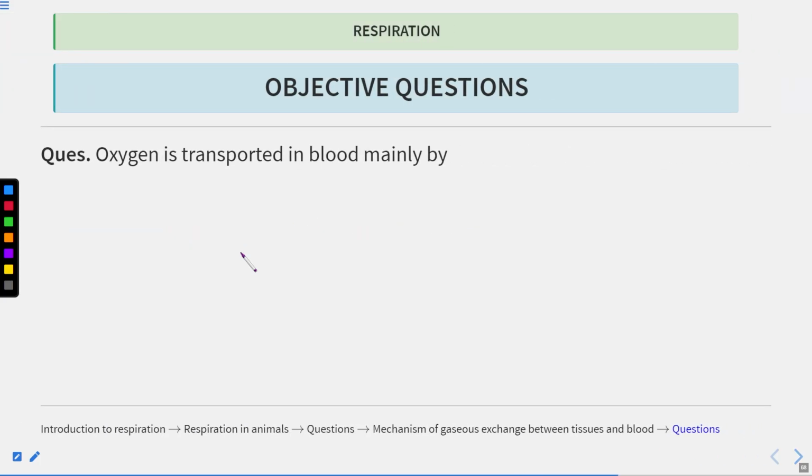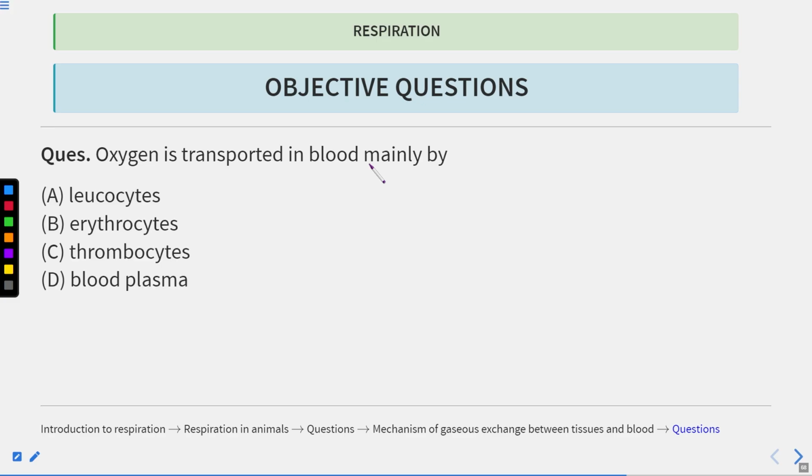The next question is, oxygen is transported in the blood mainly by, and the options are leukocytes, erythrocytes, thrombocytes, and the blood plasma. Let's have a look at each of these. What are leukocytes, what are erythrocytes, what are thrombocytes, and what is blood plasma? First, let's talk about the erythrocytes. Erythrocytes are also known as red blood cells, RBCs.